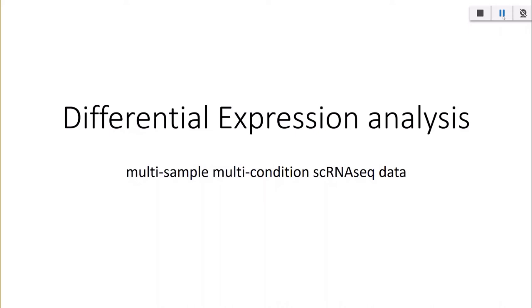In this video, however, we will look at how we can perform differential expression analysis between conditions of interest in the case of multi-sample, multi-condition single-cell RNA-seq data. With this type of data, we mean that we have single-cell RNA-seq data coming from multiple samples and that these samples can come from more than one condition. And in those cases, we are typically interested in finding differential expression within one or more cell populations between the different conditions.